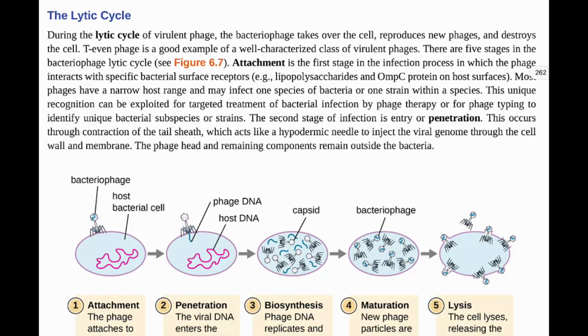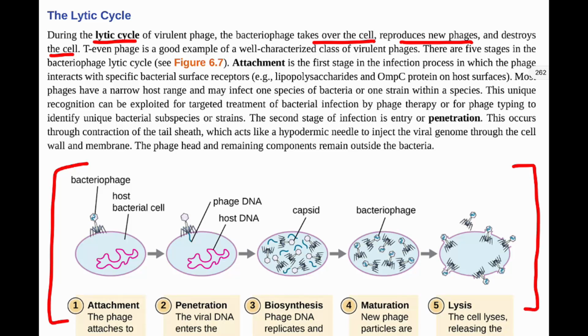So during the lytic cycle of a virulent phage, the bacteriophage takes over the cell. It reproduces new phages, and then it destroys the cell. So the lytic cycle is going to be this process down here. There are actually 5 steps to this process of the virus taking over the cell, making copies of itself, and then destroying the cell. The T-even phage is a good example of a well-characterized class of virulent phages. There are 5 stages that we're going to take a look at.